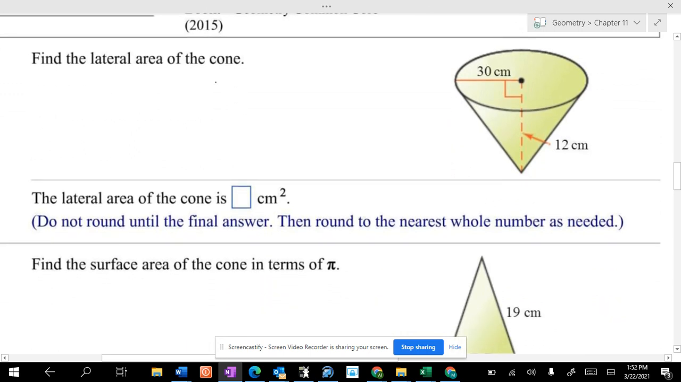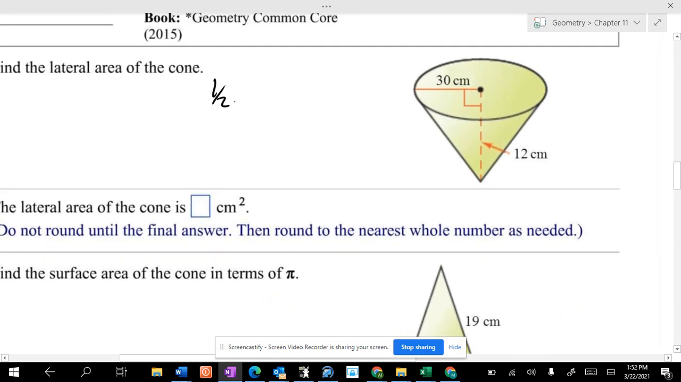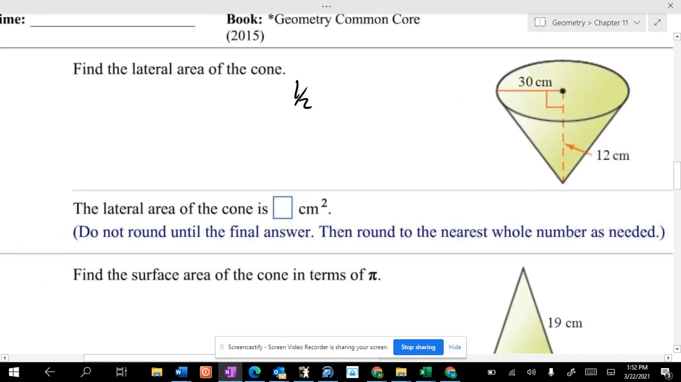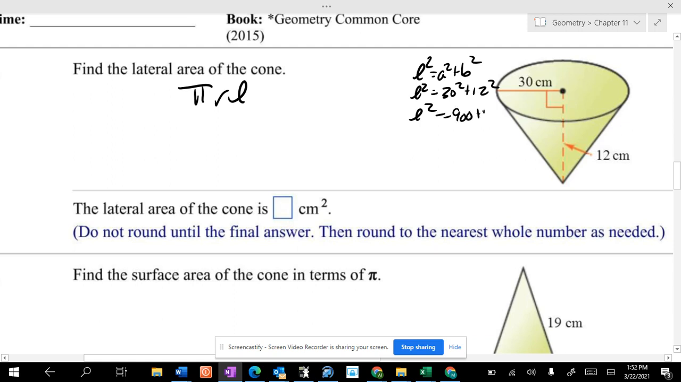Lateral area of a cone is 1/2. Wait, it is not. It is pi r L. But do we know the slant height? No. So just like that other one, slant height squared equals a squared plus b squared, which is 30 squared plus 12 squared, which is 900 plus 144, which is 1044.